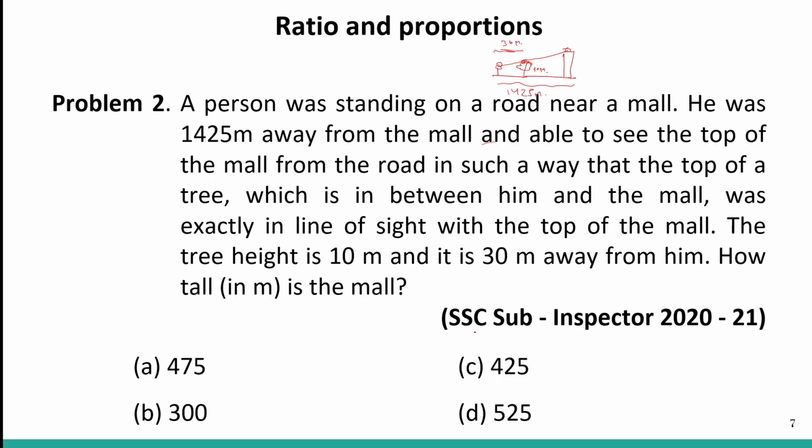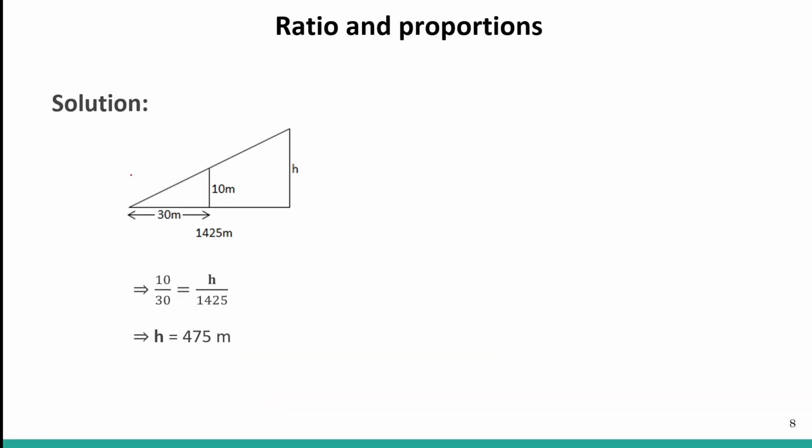This is the question. It has appeared in the SSC Sub Inspector 2020-21 exam. Is it 475, 425, 525 or 300? Let's figure it out. The diagram will be something like this. We arrive at a right angle triangle. Here is the head of that person, and this is the tree, 10 meters long, and this is the mall height. This distance is 1425, this distance is 30, this is 10 and this is h.